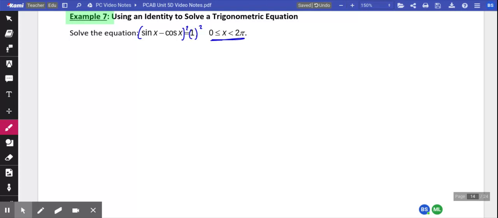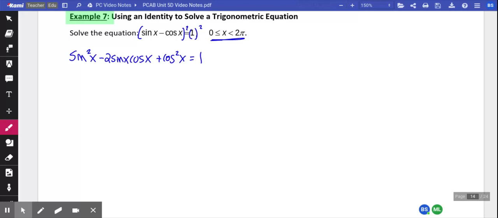And what we're going to get if we square the left side, please be careful, sine minus cosine quantity squared will give us sine squared minus 2 sine x cosine x plus cosine squared. And 1 squared is just 1.